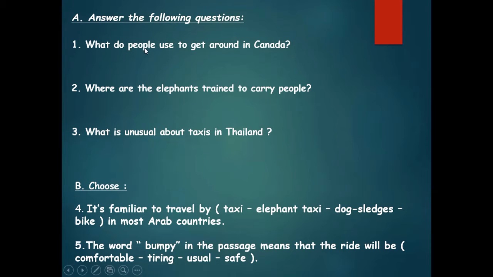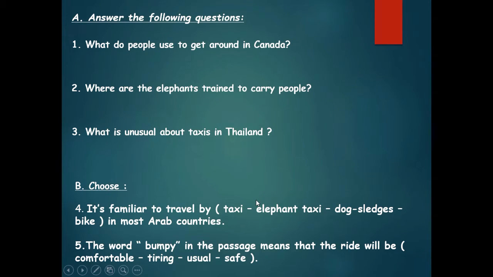Question 1. What do people use to get around in Canada? Question 2. Where are the elephants trained to carry people? Question 3. What is unusual about taxis in Thailand? Choose. It's familiar to travel by taxi, elephant taxi, or dog sledges or bike in most Arab countries. The word bumpy in the passage means that the ride will be comfortable, tiring, usual, or safe.